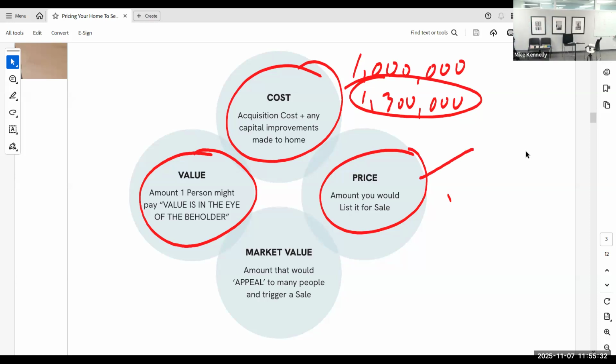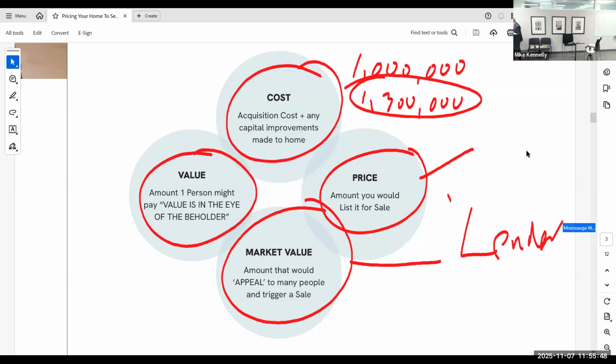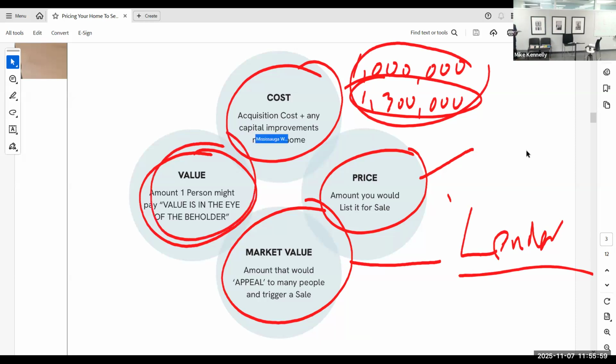And then the ultimate thing is the market value. What is that? That's the amount that would appeal to the most amount of buyers. By the way, this is the value that in an appraisal, which you'll see in a moment, Mr. and Mrs. Seller, that the lender looks at. The lender doesn't look at the cost that you've invested in your property. It doesn't look at the value that the one person's going to actually pay. It's going to look at the market value. And the banks today are very strict on how and who they lend money to.